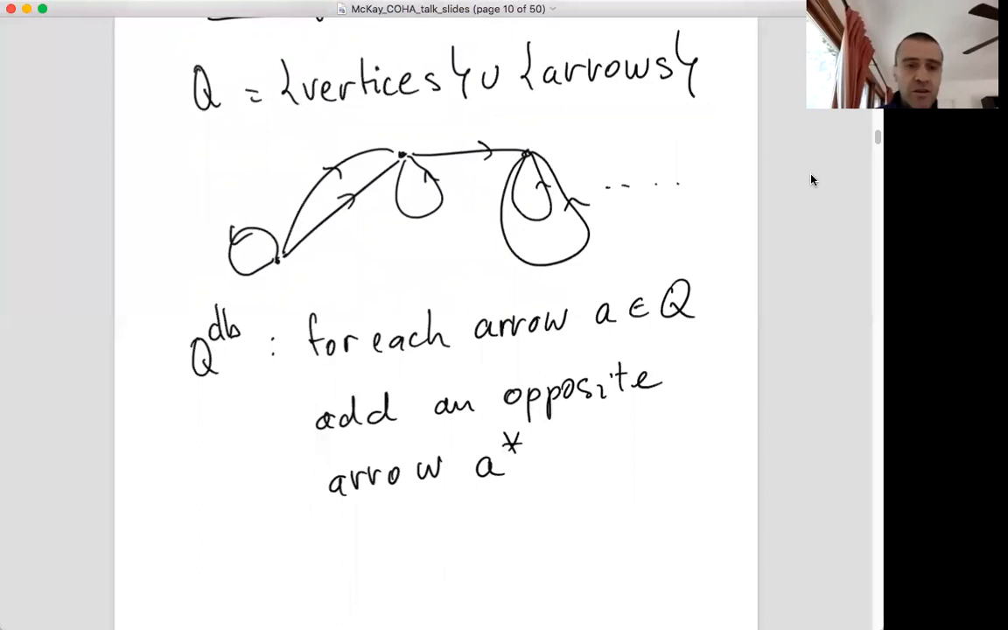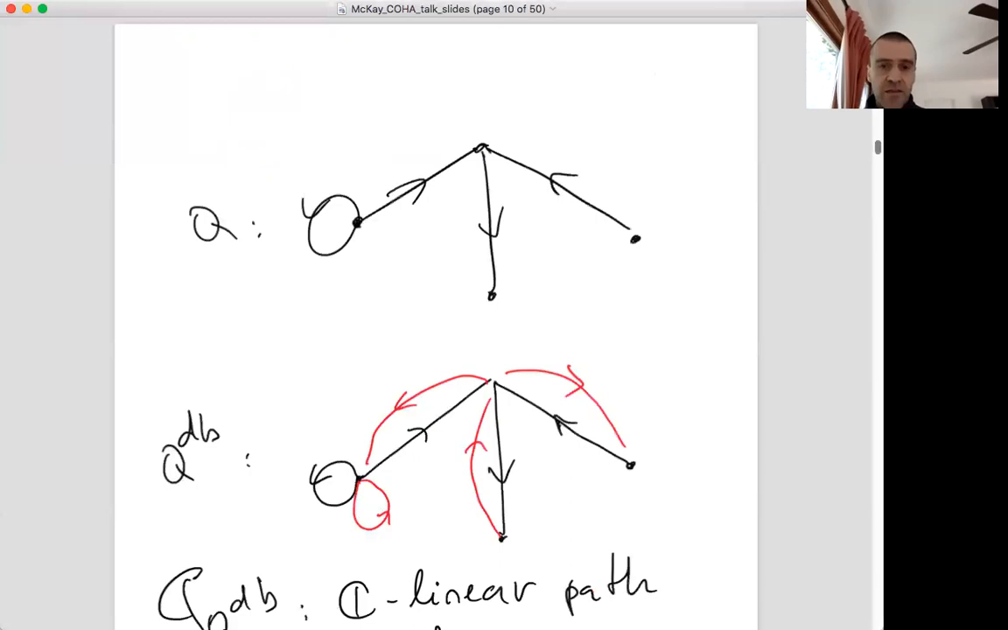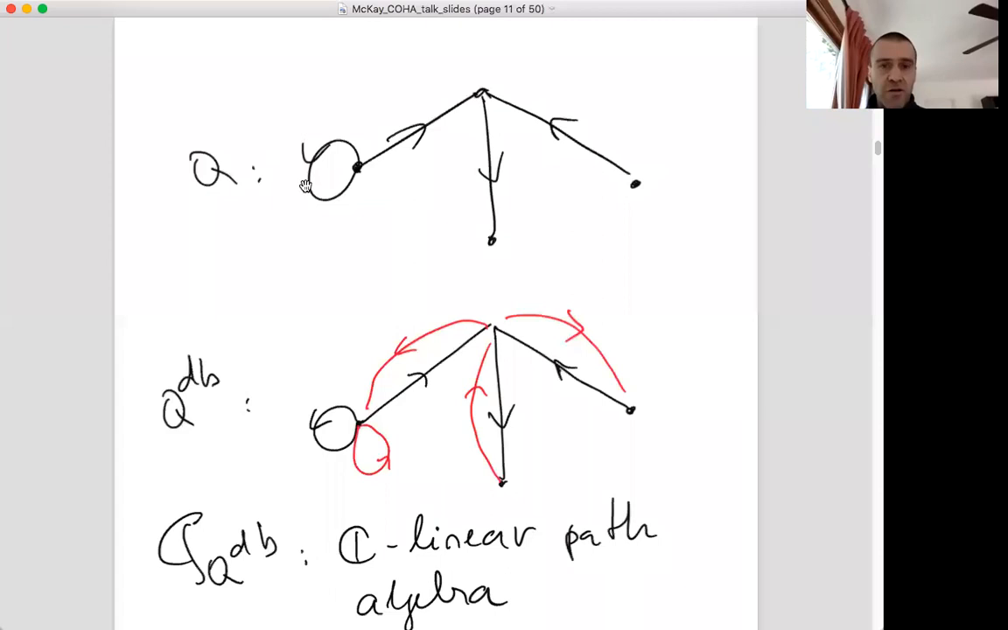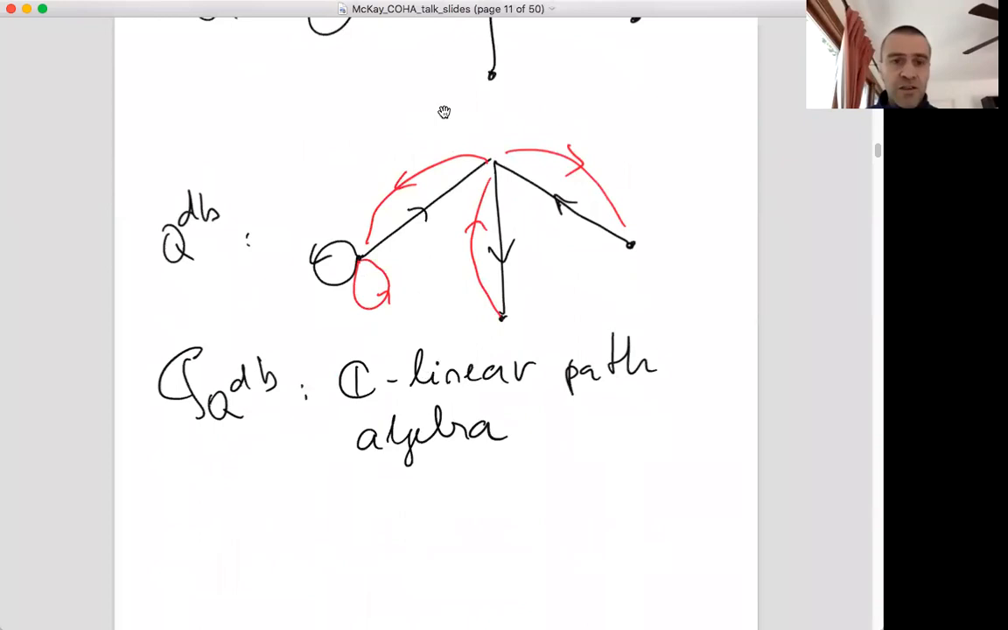Then, given such a quiver, you construct its double, which means that for each arrow a, you add an opposite arrow a star. If Q looks like the diagram shown here, whenever you see any arrow in Q, you keep it, of course, but you add an opposite arrow. So you double all the arrows in this way. And this bigger quiver, the double quiver, is still a finite quiver.